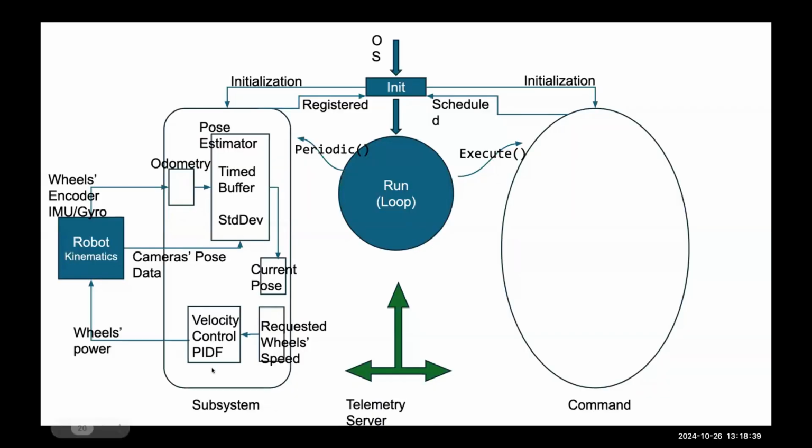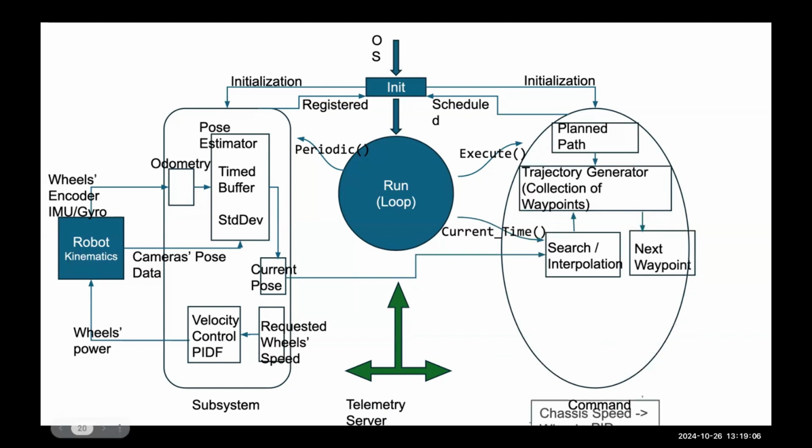All right, so the subsystem here is the mechanism drive class that I talked about. And it has the robot kinematics here, which is the geometric makeup of your drivetrain. So like the distance that each of the four wheels are from the center of the robot is what's stored in here.